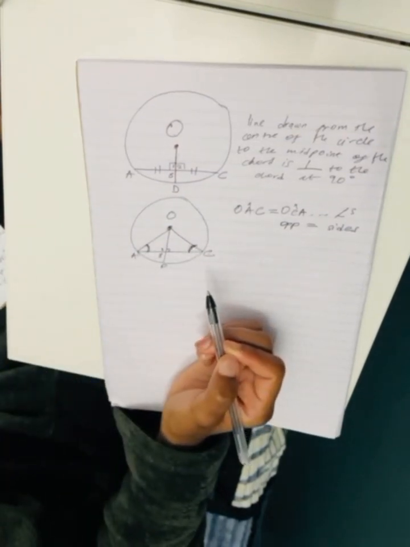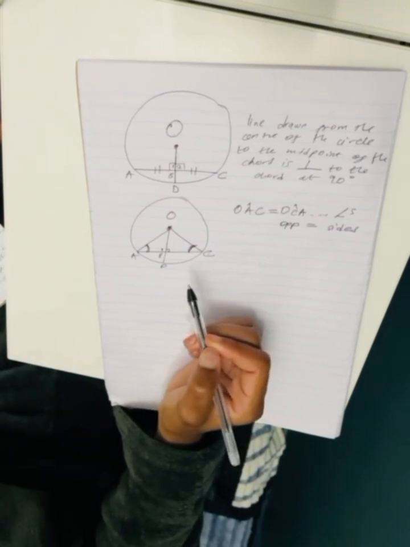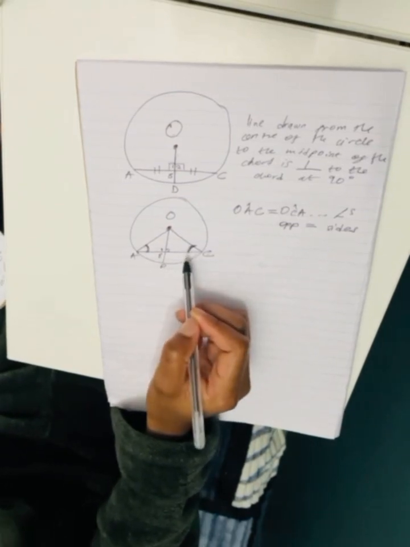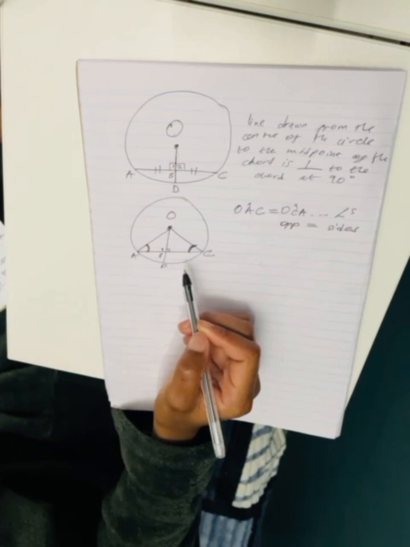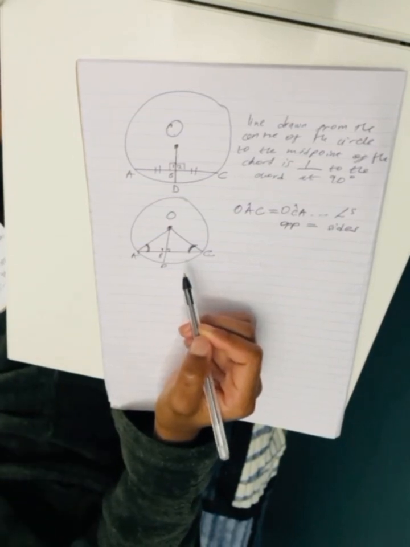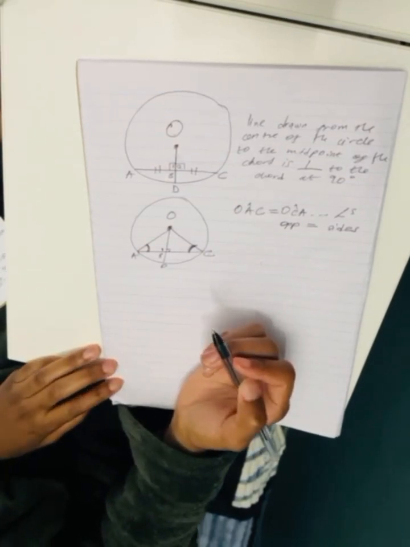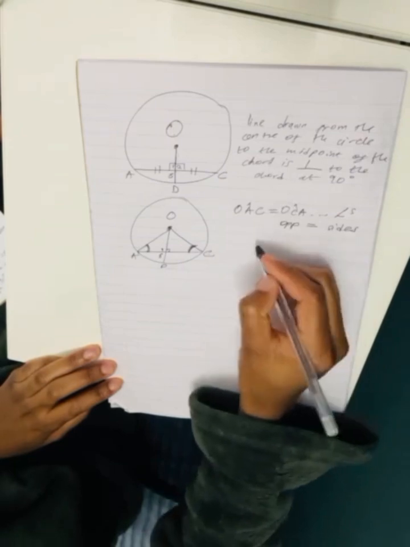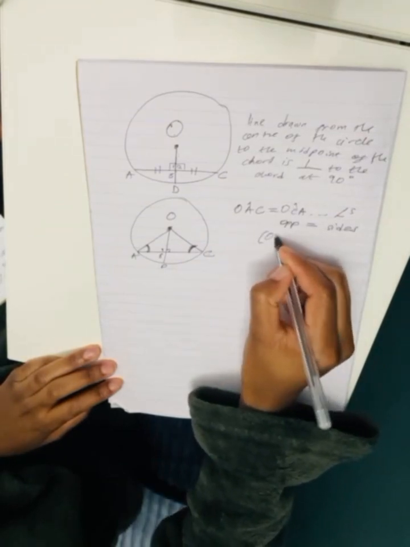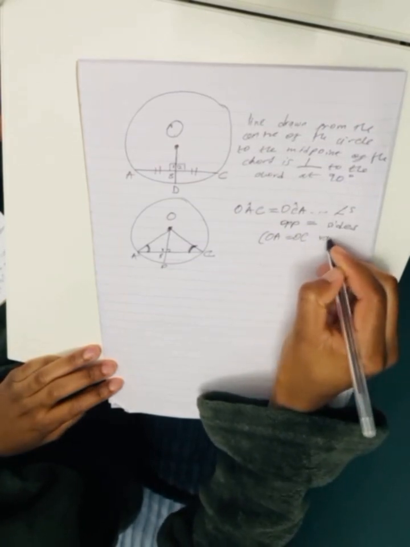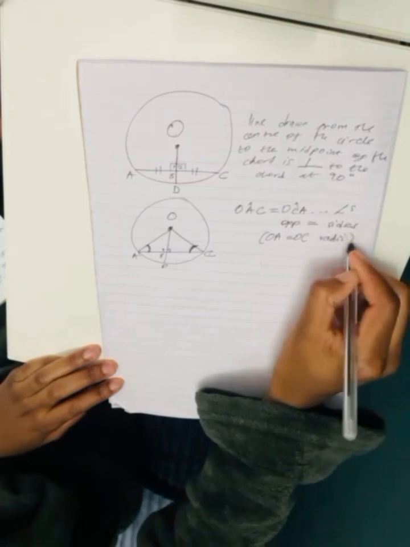Some other people previously were calling it that they're in the base of an isosceles triangle, but then we don't put that as the reason, so it's angles opposite equal sides. And then we say that it's because OA is equal to OC, so both are the radii, right?